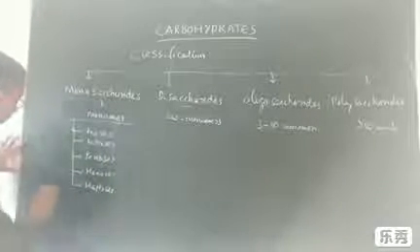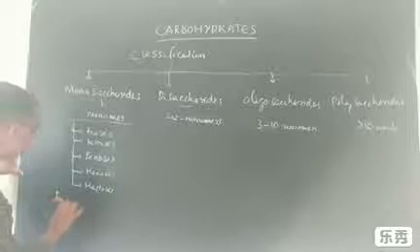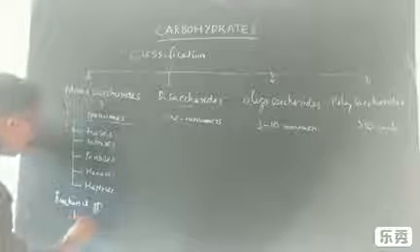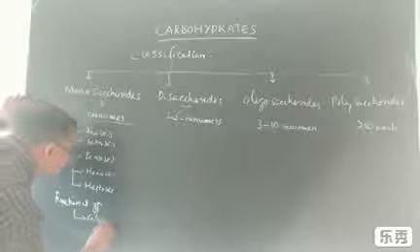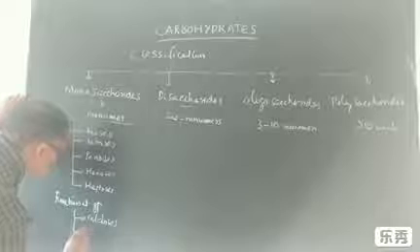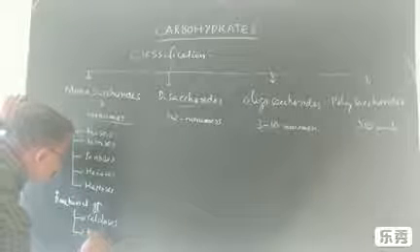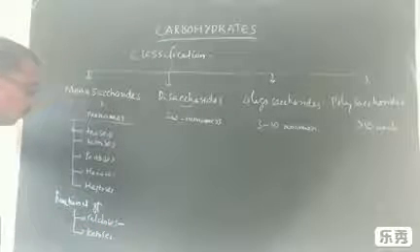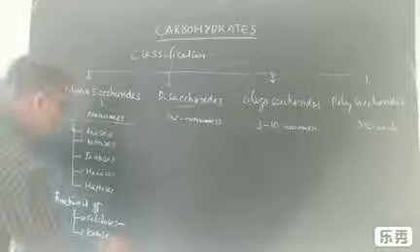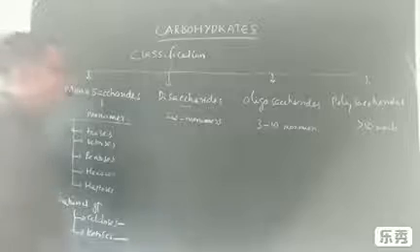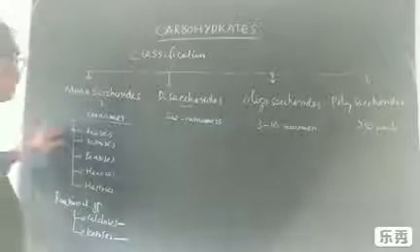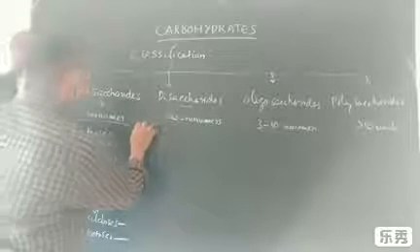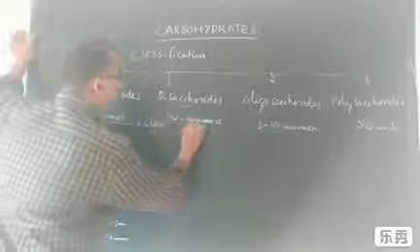And according to the functional group present, they are further classified into aldoses and ketoses. Aldoses mean the monomeric unit contains an aldehyde group. Ketoses mean the monomeric unit contains a ketone group. Then we can write some examples for triose, aldose and ketose.